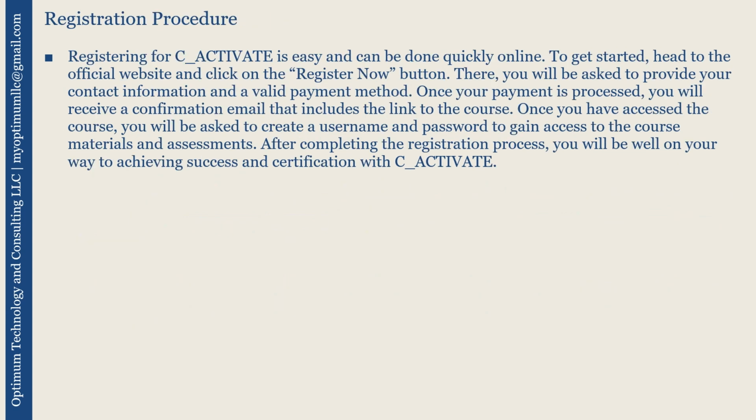Registration procedure. Registering for C_Activate is easy and can be done quickly online. To get started, head to the official website and click on the Register Now button. There, you will be asked to provide your contact information and a valid payment method. Once your payment is processed, you will receive a confirmation email that includes the link to the course. Once you have accessed the course, you will be asked to create a username and password to gain access to the course materials and assessments. After completing the registration process, you will be well on your way to achieving success and certification with C_Activate.